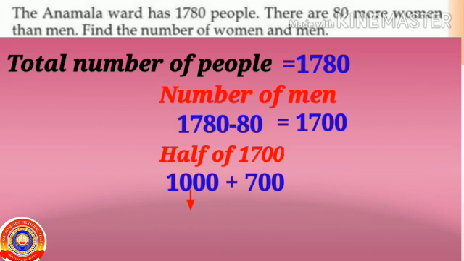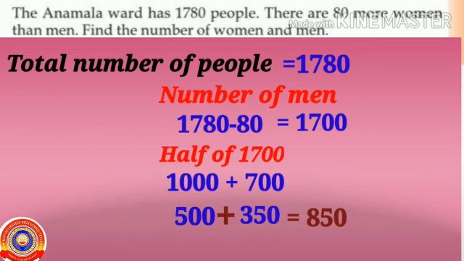Half of 1000 is 500. Then half of 700 is 350. Then take its sum, that is 500 plus 350 is equal to 850. So, number of men is equal to 850.